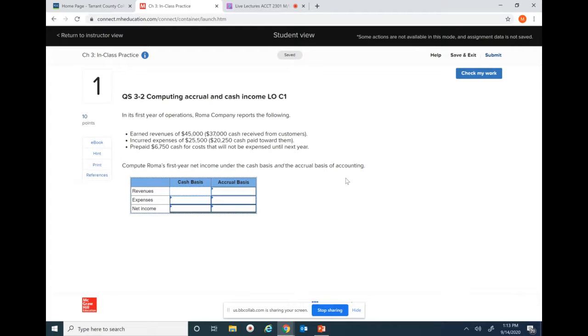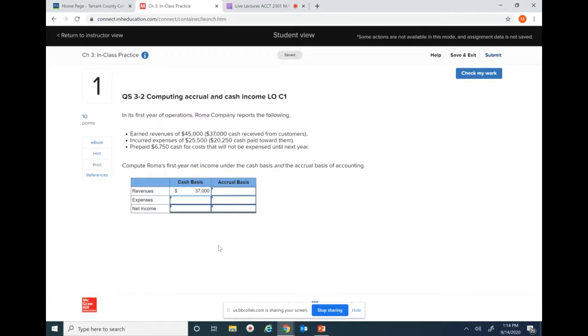Under the assumptions of the cash basis of accounting, we recognize revenues only when cash is received. So when I look at the first bullet point, earned revenues of $45,000, I know that under the cash basis of accounting, we will not be recognizing the full $45,000 amount because only $37,000 is collected in cash from the customer. So my revenues here would be $37,000.